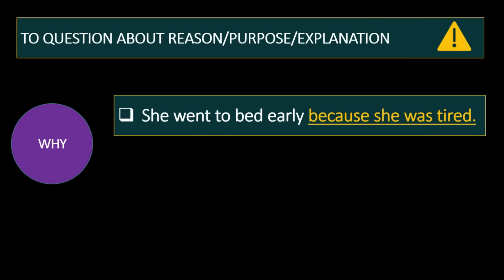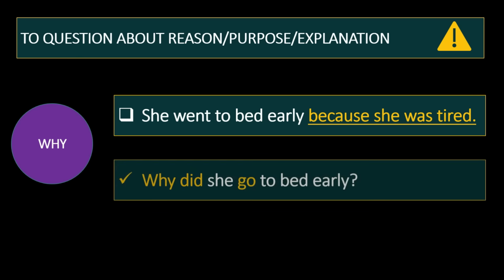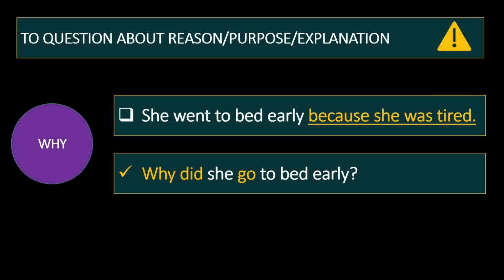Another example sentence. She went to bed early because she was tired. Now because she was tired, this clause explains why she did that, why she went to bed early. Sometimes you may have something like this: she went to bed early as she was tired, or since she was tired. In any case we get the same question. Why did she go to bed early? I have already explained it almost 5 times. Went can be split into did plus go. V2, did plus V1. Subject in the middle. That's it.